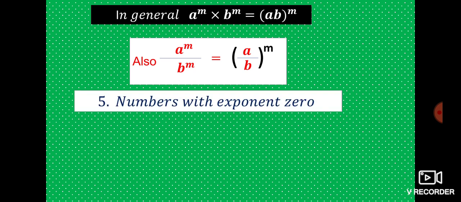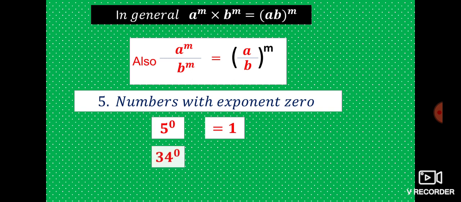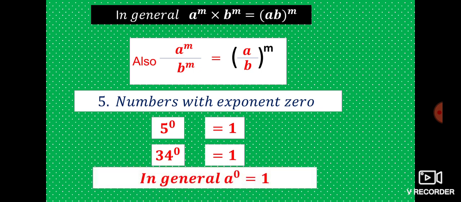Okay. Next, the fifth law. The fifth law is very simple and very important. Numbers with the exponent 0. 5 raised to 0, we can say 5 raised to 0 is 0. Oh no, 5 raised to 0 is 1. This is the fifth law and a very important law. Any number with exponent 0, the value must be 1. 34 raised to 0 equals 1. 1000 raised to 0 is 1. So in general, A raised to 0 equals 1.